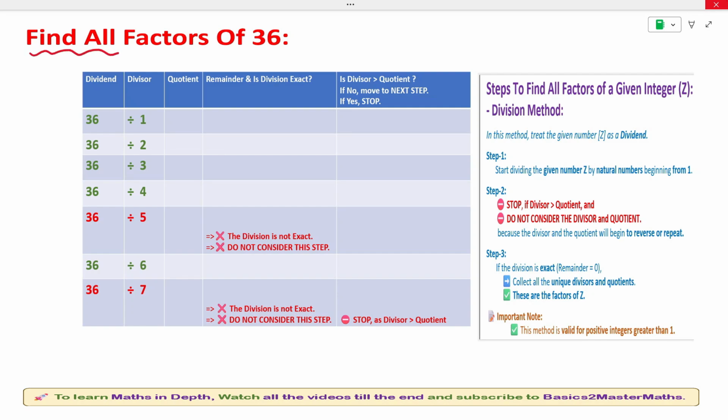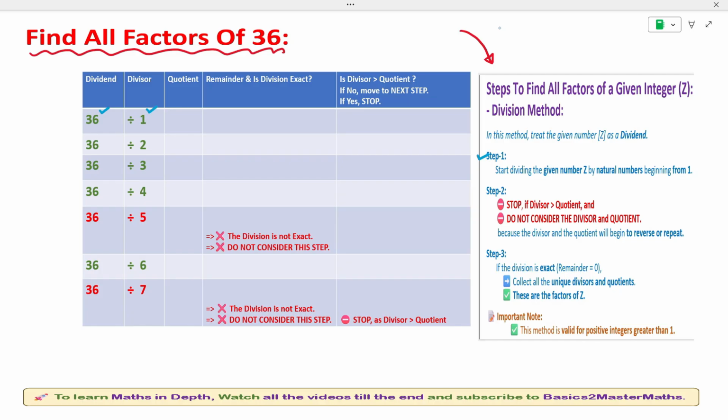Let's find all factors of 36 step by step. Just follow these simple steps. Step 1. Start dividing 36 by the natural numbers beginning from 1.